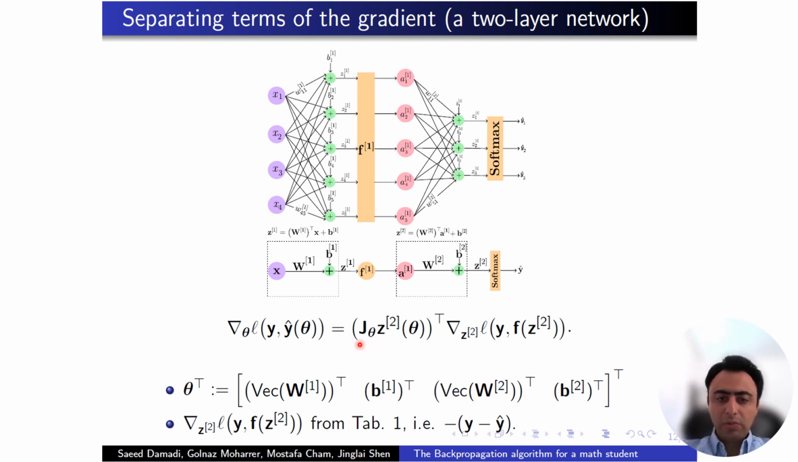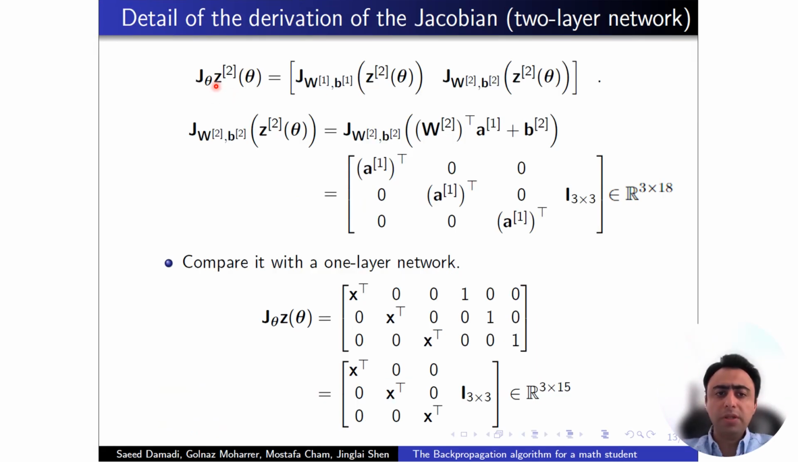So now we want to calculate this Jacobian, which is going to be a matrix, and we'll see how we can find it. The Jacobian that I was talking about can be broken into two Jacobians.